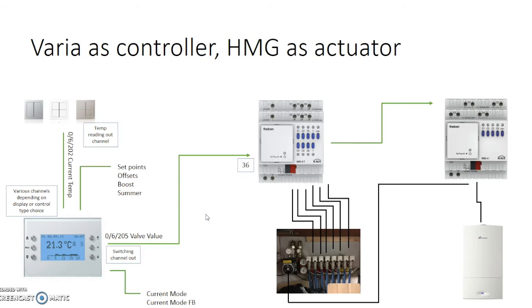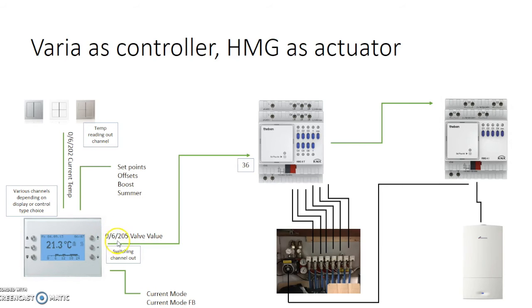The other way to set that up is to have the Varia as a controller, and the HMG is just an actuator. And this is what I've done with the main area. In this case, we have the temperature measurements being made by the switches. They feed directly into the Varia, and then you can take in other information, like you can change the set points and the offsets and so on. So you can feed those in to other channels here. But I'm going to try and keep this simple a little bit.